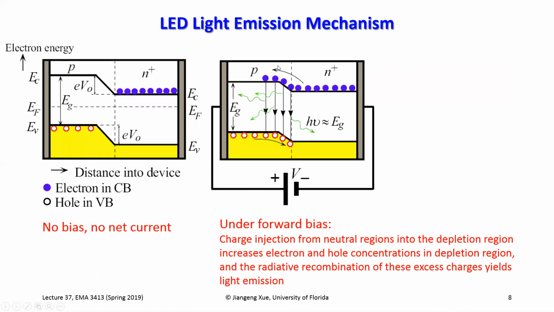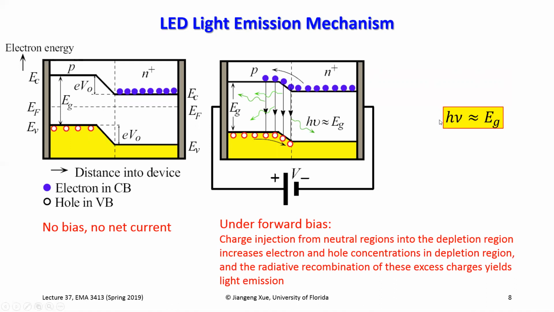And then when we have an excess of charge carriers in the depletion region, the electrons and holes may recombine. And if the recombination is a radiative process, that will result in light emission. In this case, the emitted photon energy will be roughly the same as the bandgap. So that allows you to determine the wavelength of the light emission.